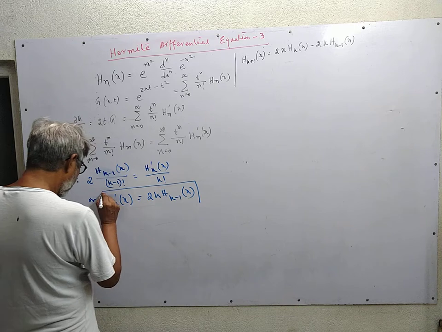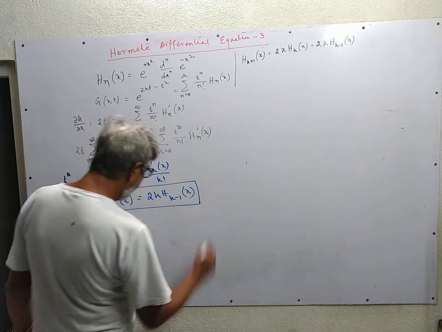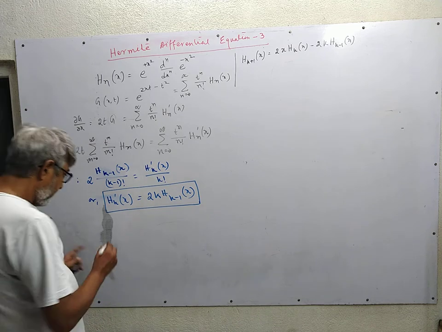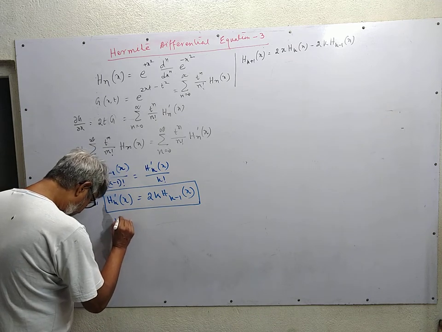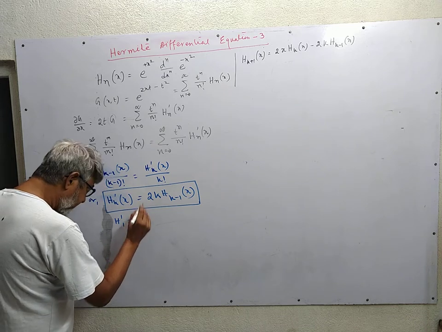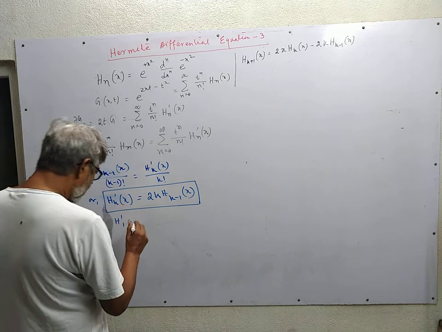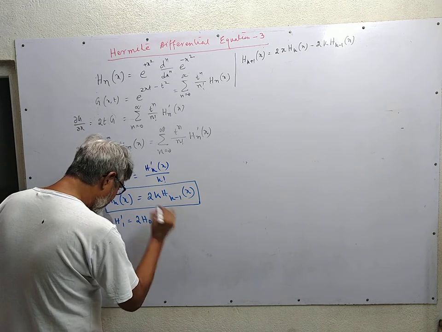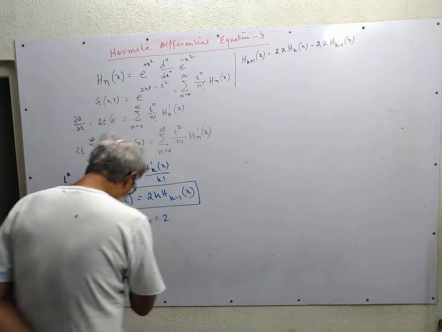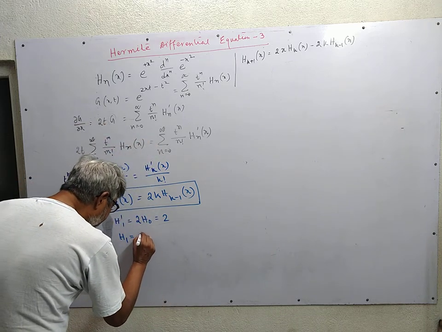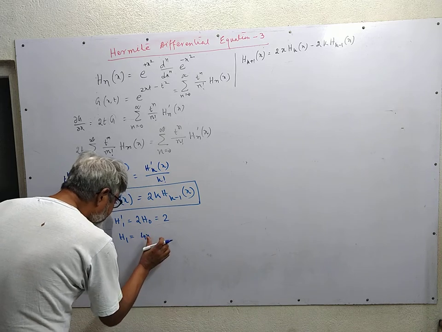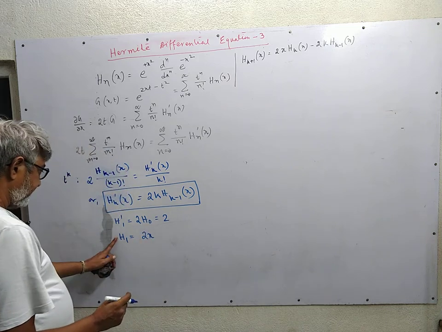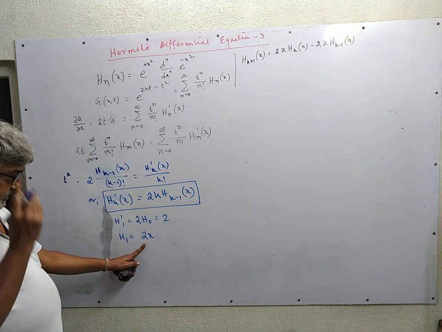Another relation involving the derivative of the harmonic polynomial. So if we want to find h prime of 1 from this relation, k is equal to 1, so it is 2 times h0, that is 2. Note that h1 is 2x. So when we differentiate it with respect to x, it is simply 2.